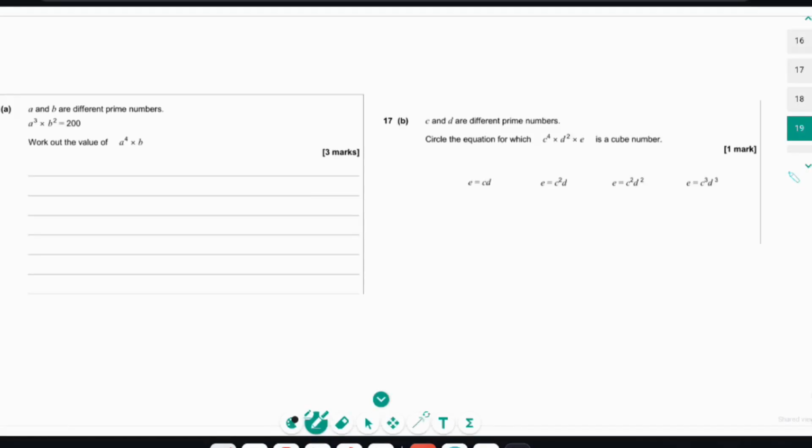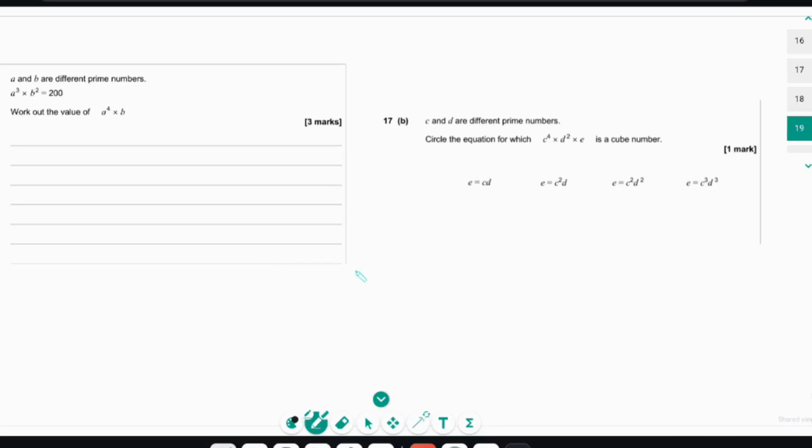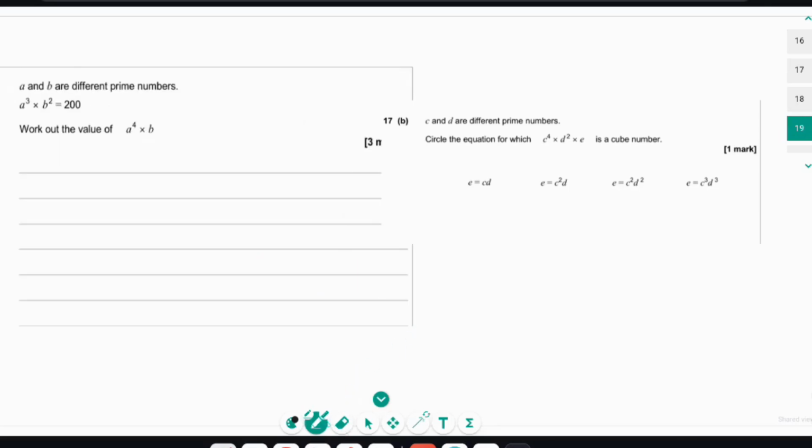Question 17a. A and B are different prime numbers. A cubed times B squared is equal to 200. Work out the value of A to the power 4 times B.